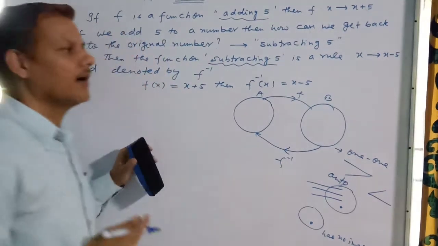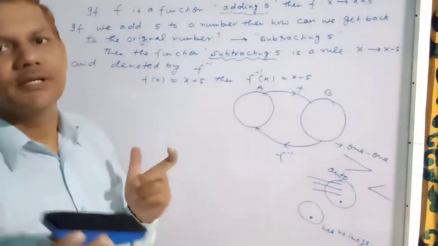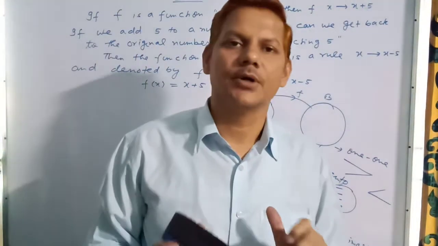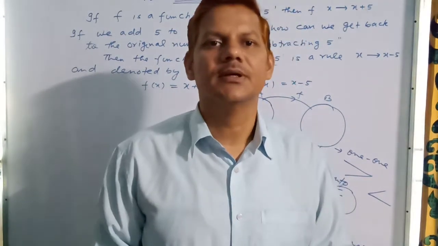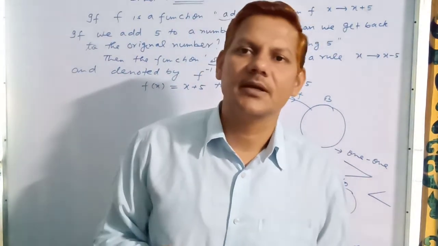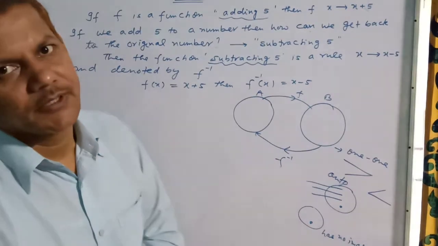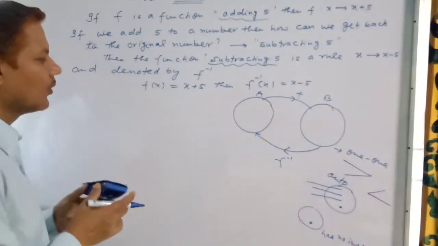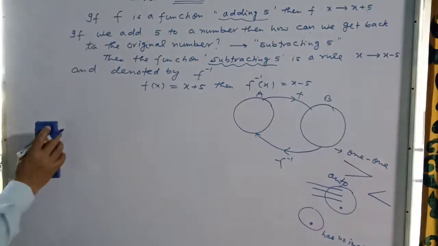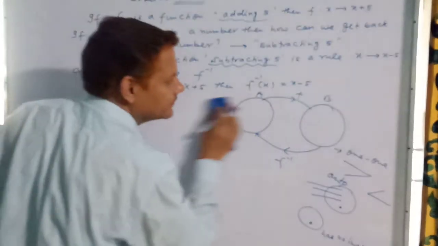It means for any function, if we interchange the components of the ordered pairs in that function, then the new function obtained is called the inverse function of the previous one. It means we have to interchange. Now we may use a graph here.